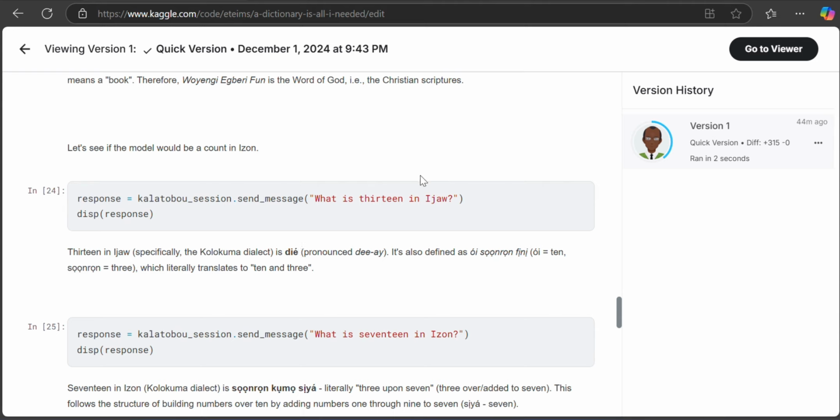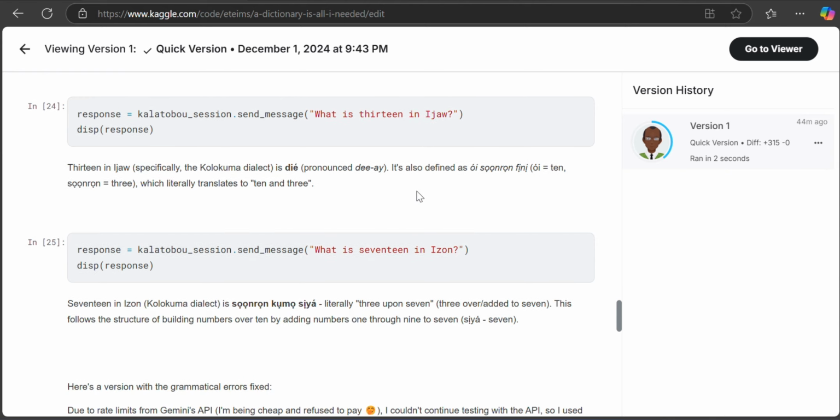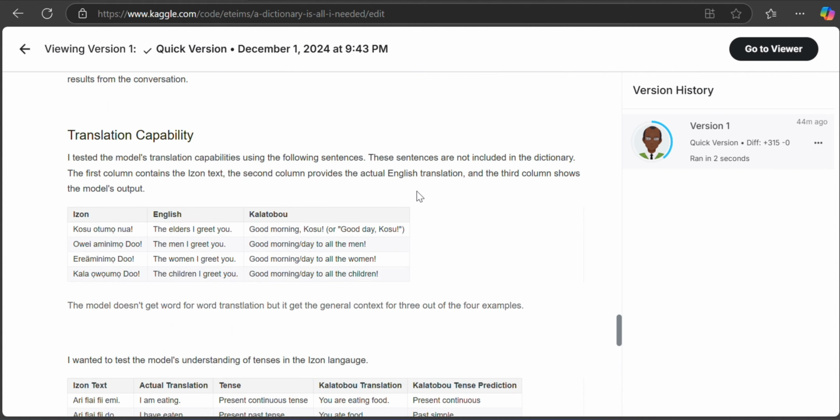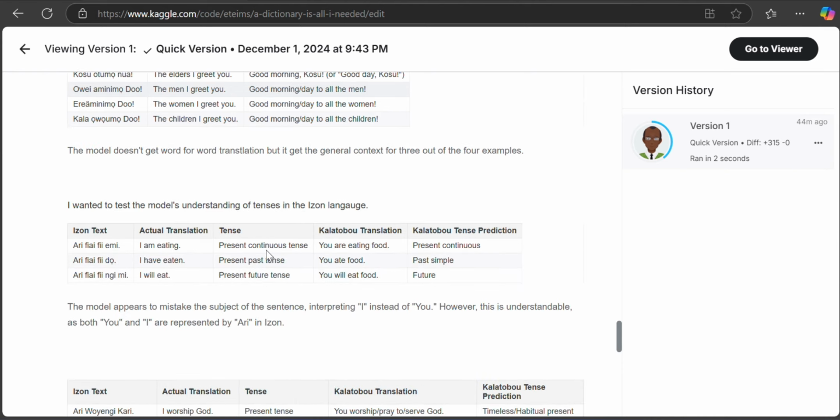But one thing the model is not really good at is counting. I think that has to do with the fact that the dictionary doesn't really have a lot of resources on counting, so that can be fixed later by providing extra information. Then I wanted to test the model's translation ability. It's fairly okay at translating basic words. It can get the general idea, but it doesn't really get word for word translation.